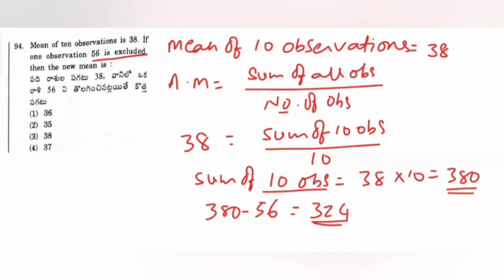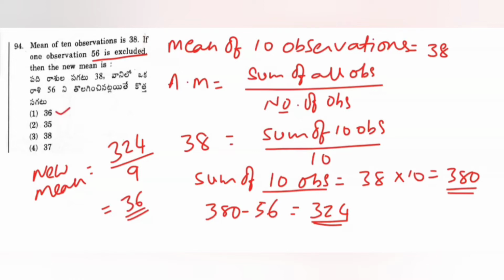So now new mean is equal to 324, sum of 9 observations, by total observations, which becomes 9 now because one is removed. So the answer is 324 by 9, which gives you 36. So 36 is the answer. So option 1 is the correct answer.